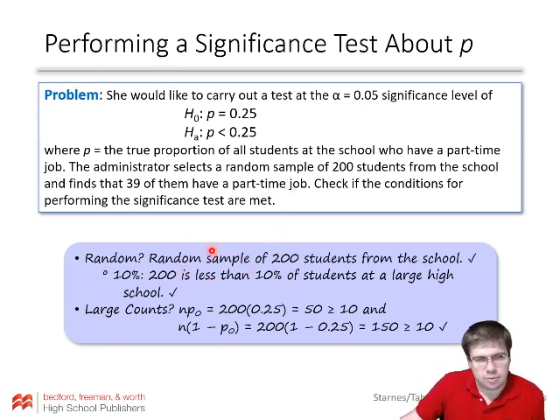I don't think they say that yet. We'll assume that. And then the large counts, we're going to go up to this P right here. There's a lot of things you might think to use, right? You might think to use this P hat, this 39 out of 200. That would be P hat. We don't want to use that. We want to use this null hypothesis, 0.25.